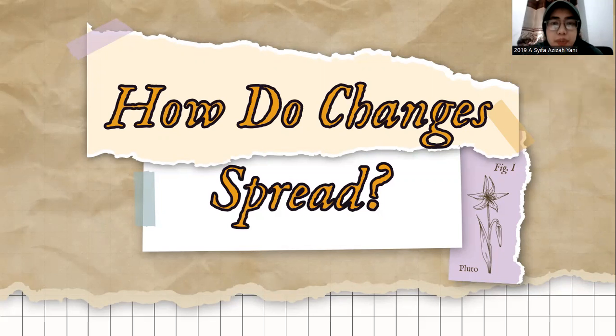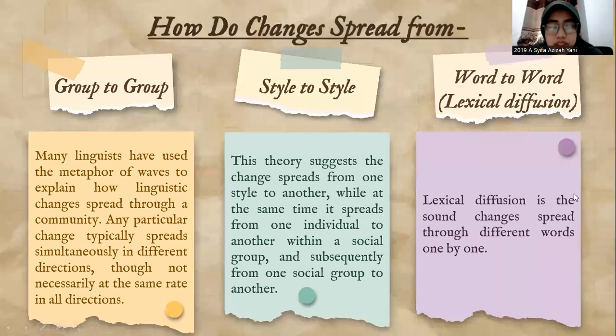So change can spread from, I'm sorry, this next slide, these three aspects. First is group to group, next style to style, and word to word. And let's talk about group to group first. So many linguists have used the metaphor of waves to explain how linguistic changes spread through a community. And any particular change typically spreads simultaneously in different directions, though not necessarily at the same rate in all directions.